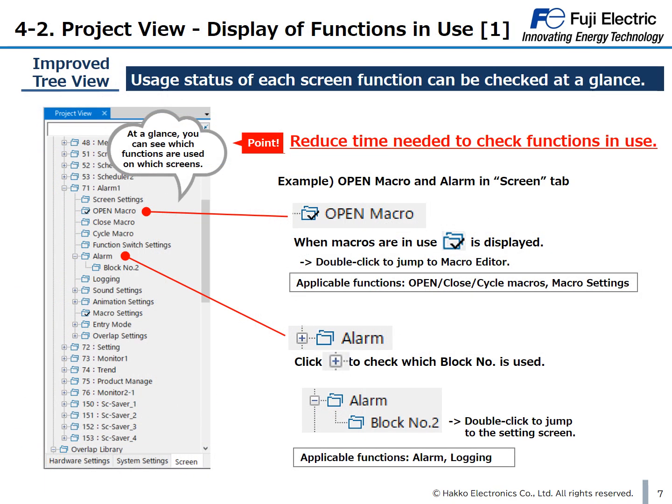From here, we will introduce functions on the project view that can be used to reduce man-hours spent on screen editing. The first is the display of functions in use. You can see at a glance what functions are being used and on which screens. For example, as shown in the examples of open macro and alarm on the right, checks and plus marks indicate the status of use. This saves time when you need to know what functions are in use.